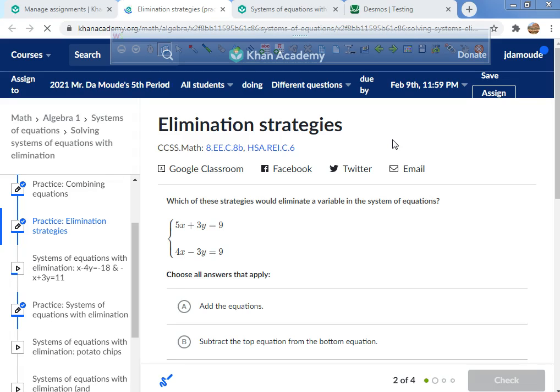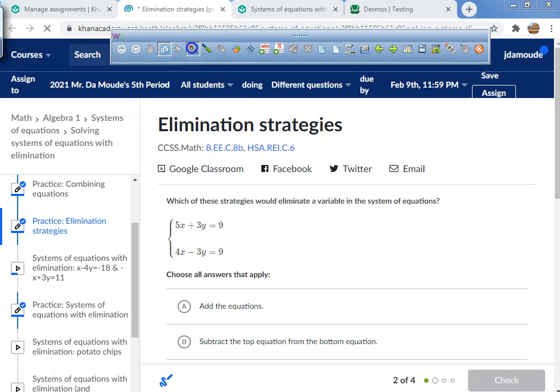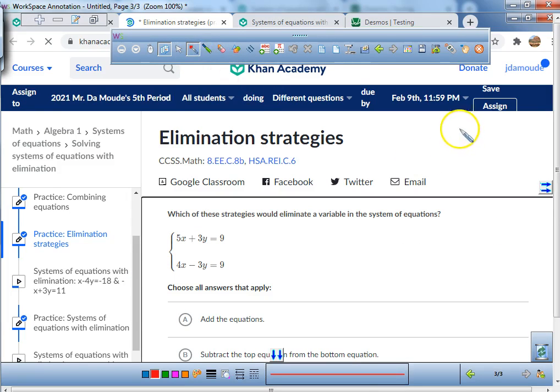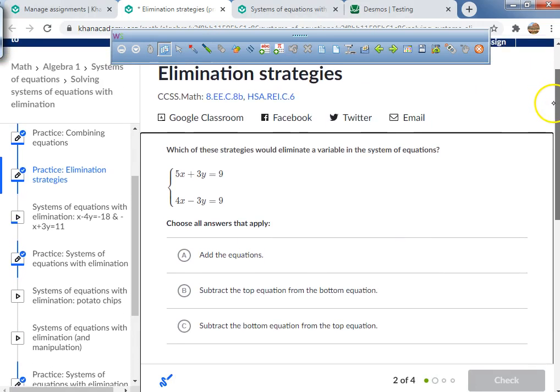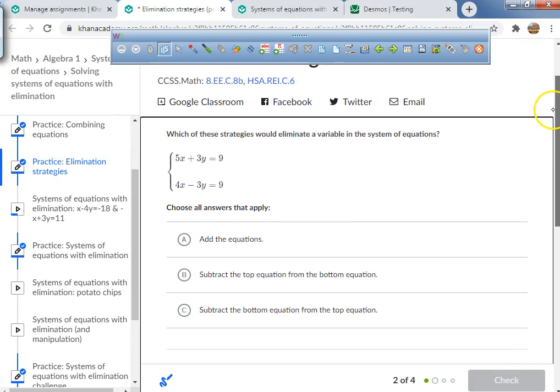All right, the next topic we're going to be talking about is called elimination strategies, and I want you to understand what elimination means. Elimination means, for example, if I had 8x and I added a negative 8x, that would add together to equal 0. This would mean my x's would be eliminated. What we're doing right now is trying to figure out which one of these works. Sometimes there's going to be more than one.